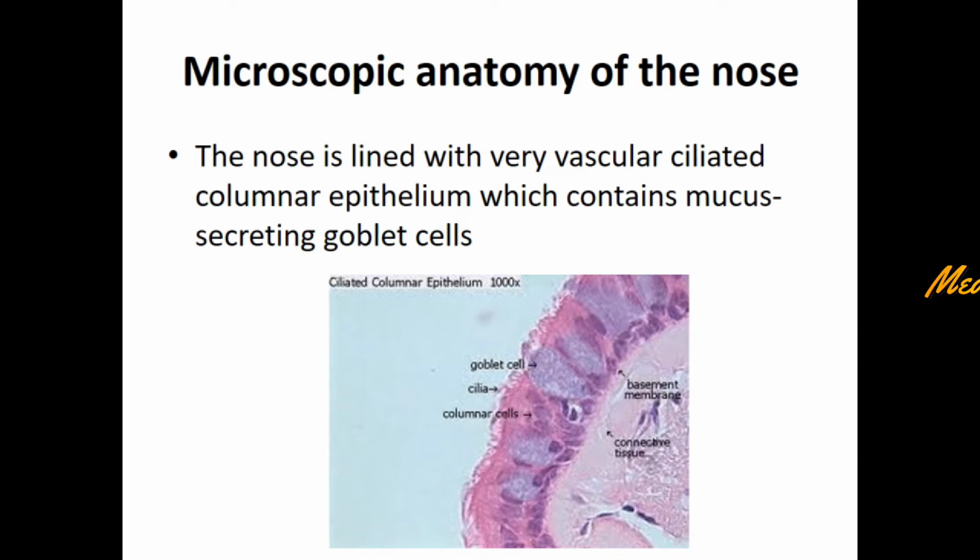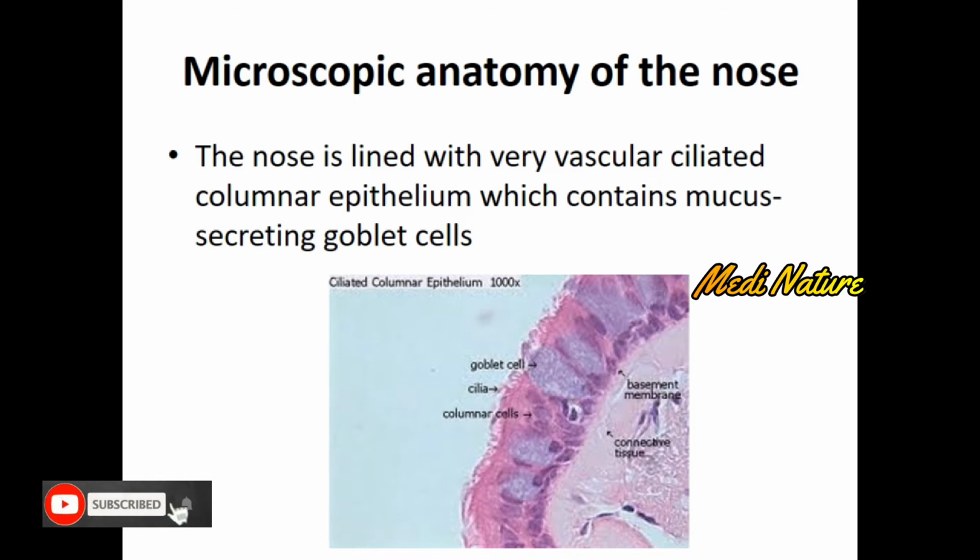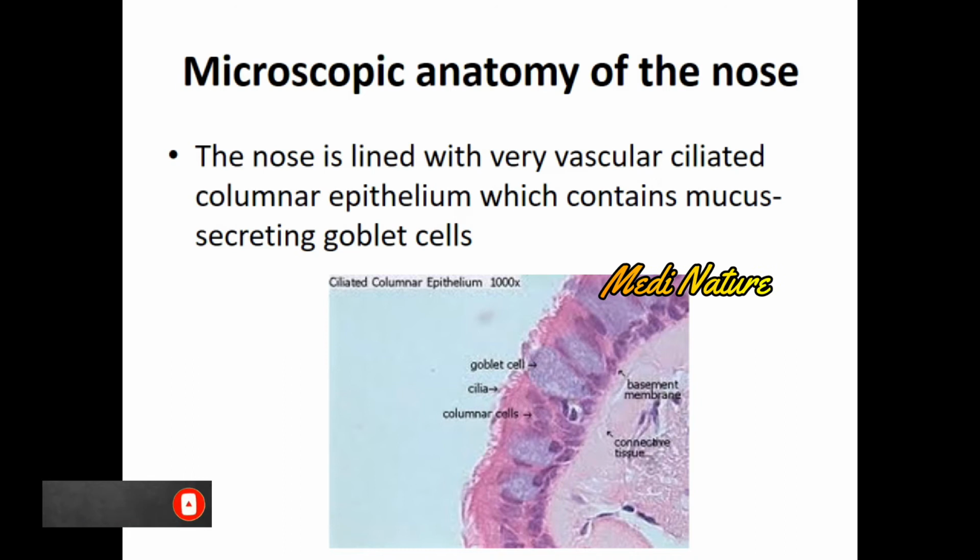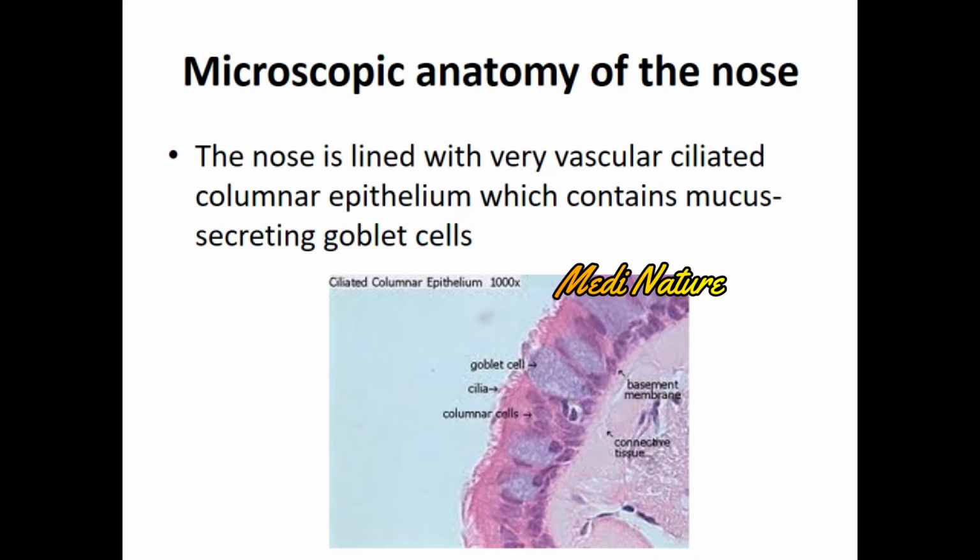So all of these terms are very important when you are describing the microscopic anatomy and the related functions of the internal nasal cavity. The most important terms are highly vascular, ciliated columnar epithelium, and mucus, also goblet cells. So you should address all these key terms when you are talking about the microscopic anatomy and also the related function of the nose.